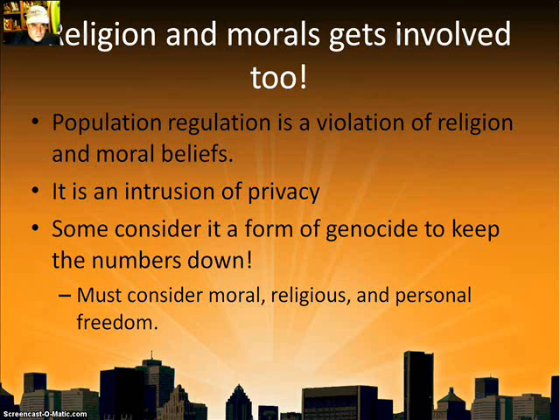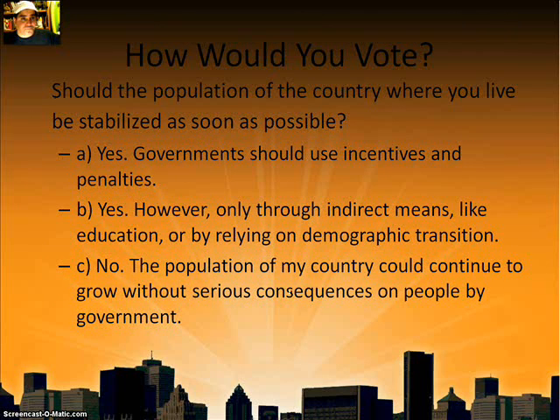Religion and morals get involved as well. And you can take a look at that. Some people, it's their religious practice to have a lot of kids. Some people are worried about their rights. They don't want government telling them what to do. And as Americans, we're pretty staunch about that. It's something we very much believe in. And some people consider it a form of genocide. They're trying to keep certain populations down.